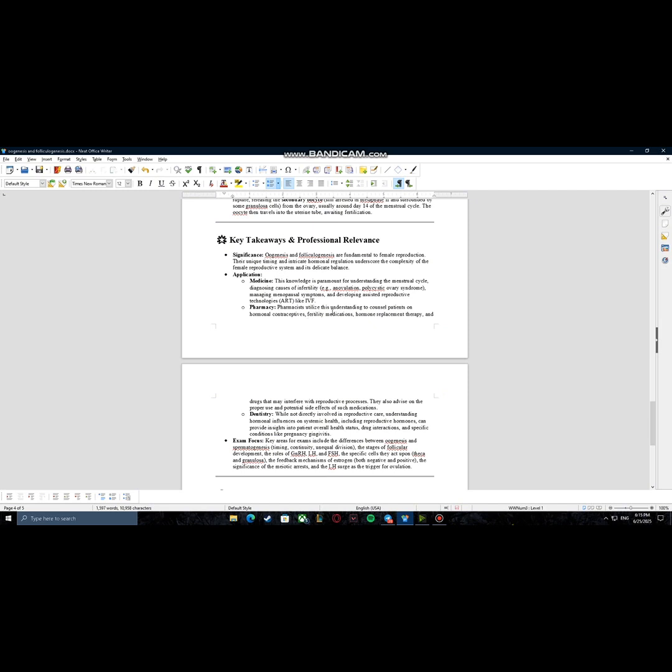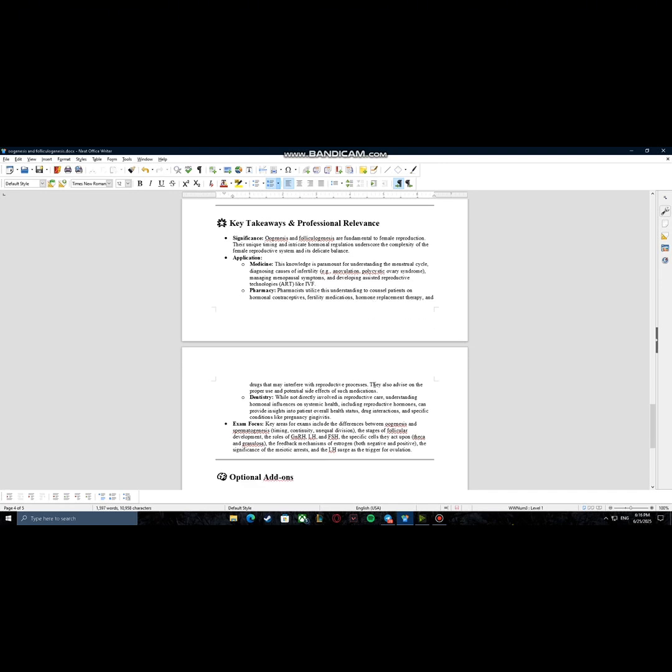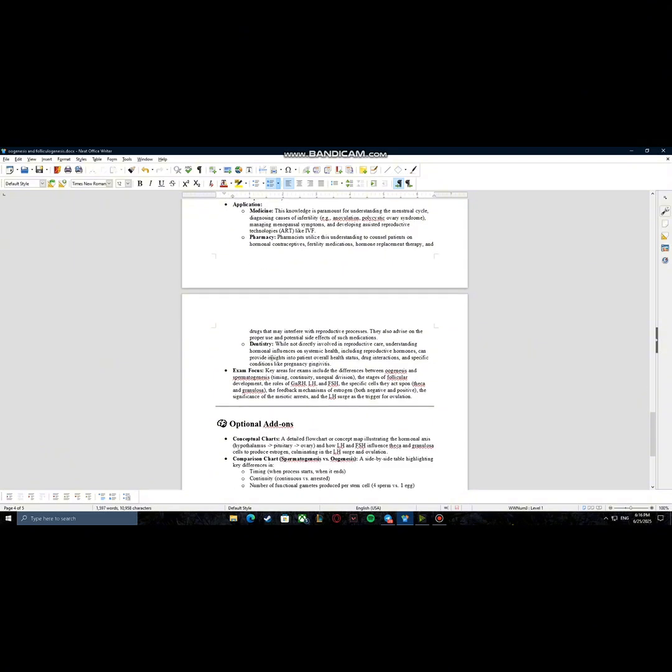Pharmacy. Pharmacists utilize this understanding to counsel patients on hormonal contraceptives, fertility medications, hormone replacement therapy, and drugs that may interfere with reproductive processes. They also advise on proper use and potential side effects of such medication.